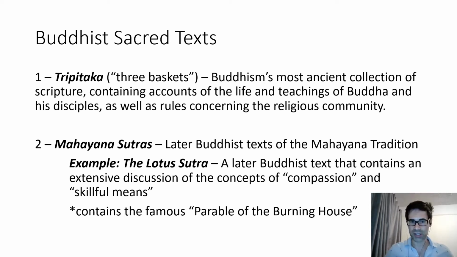The Tripitaka literally means three baskets in Pali Sanskrit, and it is Buddhism's most ancient collection of scripture, containing accounts of the life and teachings of Buddha and his disciples, as well as rules concerning the early religious community, or Sangha. And the Mahayana Sutras are later Buddhist texts of the Mahayana tradition, like the Lotus Sutra, which contains an extensive discussion of the concepts of compassion and skillful means, and the famous parable of the burning house, which we are going to read for class.